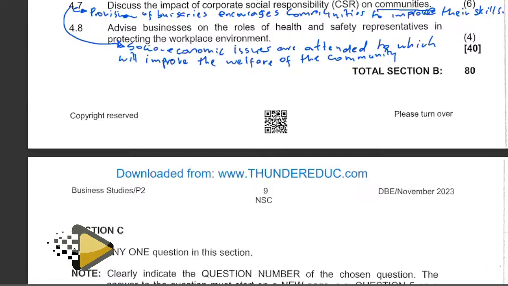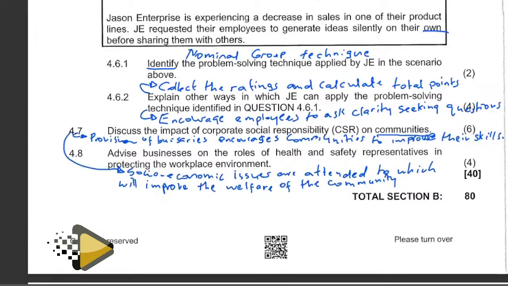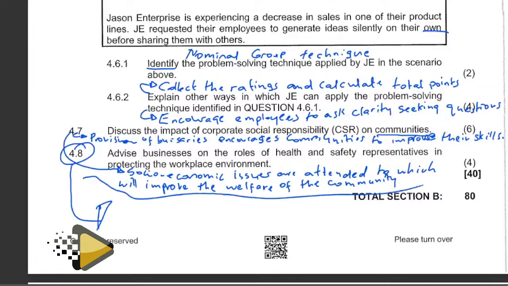Okay, right. So now we're saying that socioeconomic issues are attended to, which will improve the welfare of the community. Also, the provision of bursaries encourages communities to improve more on their level of skills. Right. So now let's move on to the next question, which is 4.8. Let's check what 4.8 has in store for us.